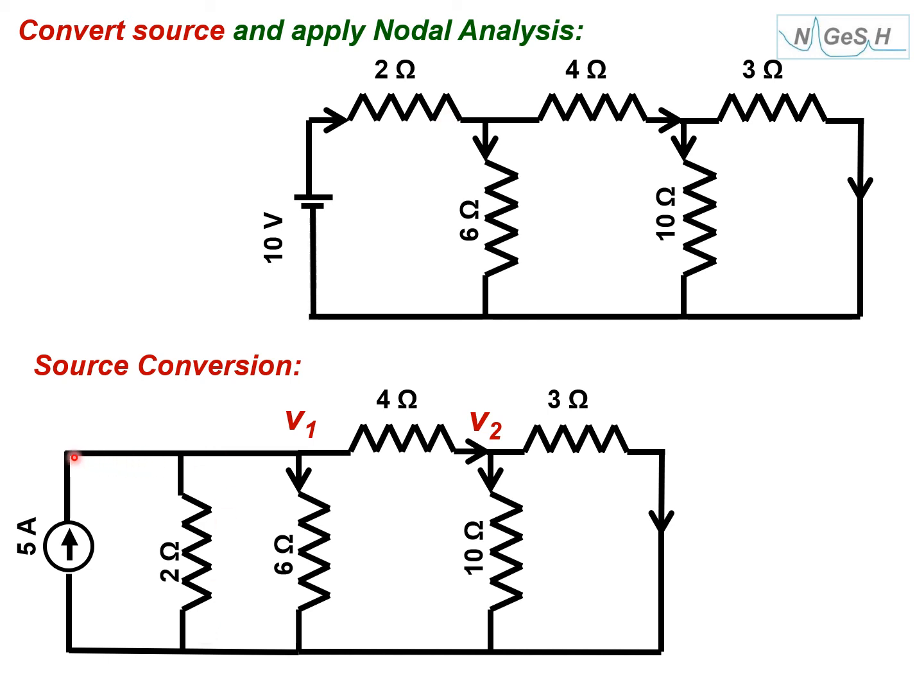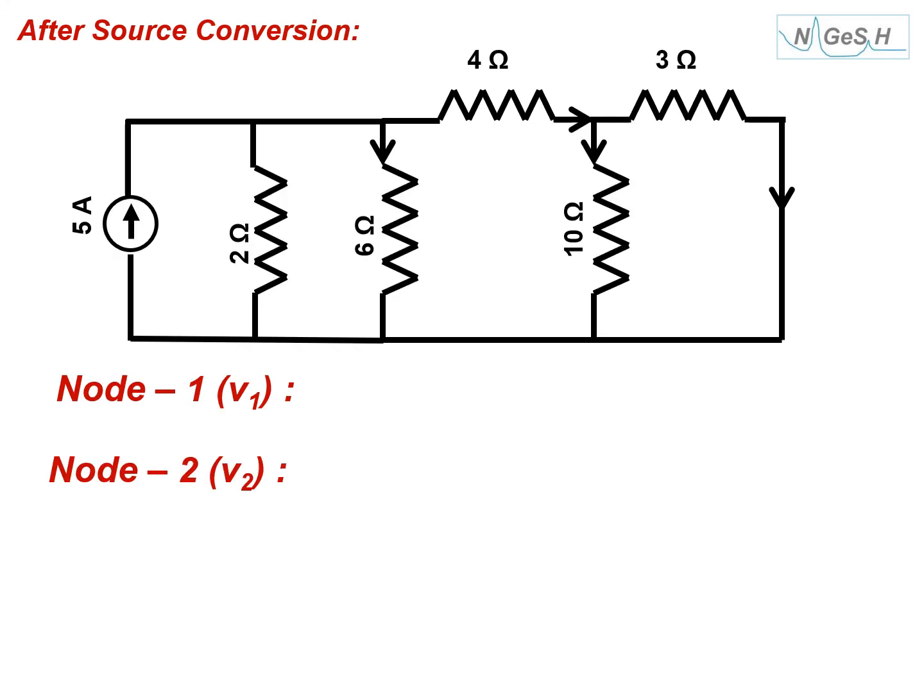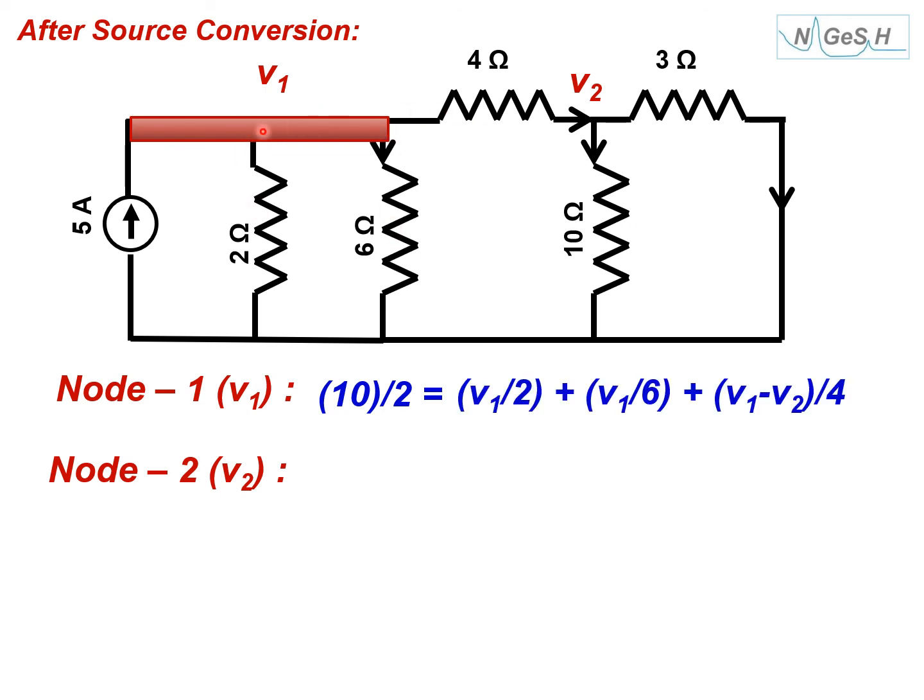Now you notice that all these are at the same potential. I am calling all of them together V1, and these V2. Now what are all the currents coming at these junctions? You can see 5 amperes, that is 10/2. I am writing it just to be consistent with the previous one, but 10/2 is actually 5 amperes, which you can write directly. 5 ampere current is coming to this node. It is going here, here, and here. So it will be V1/2 + V1/6 + (V1 minus V2)/4.